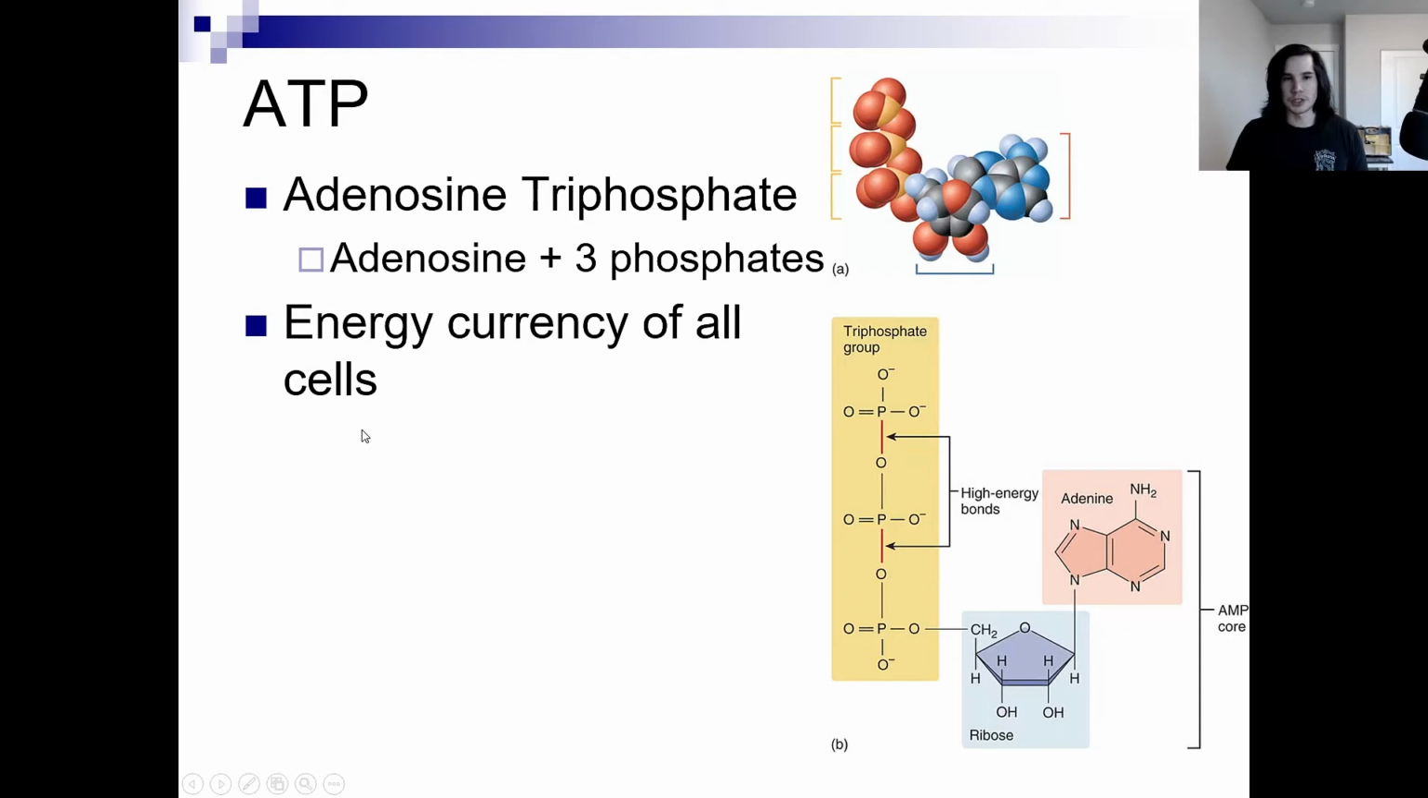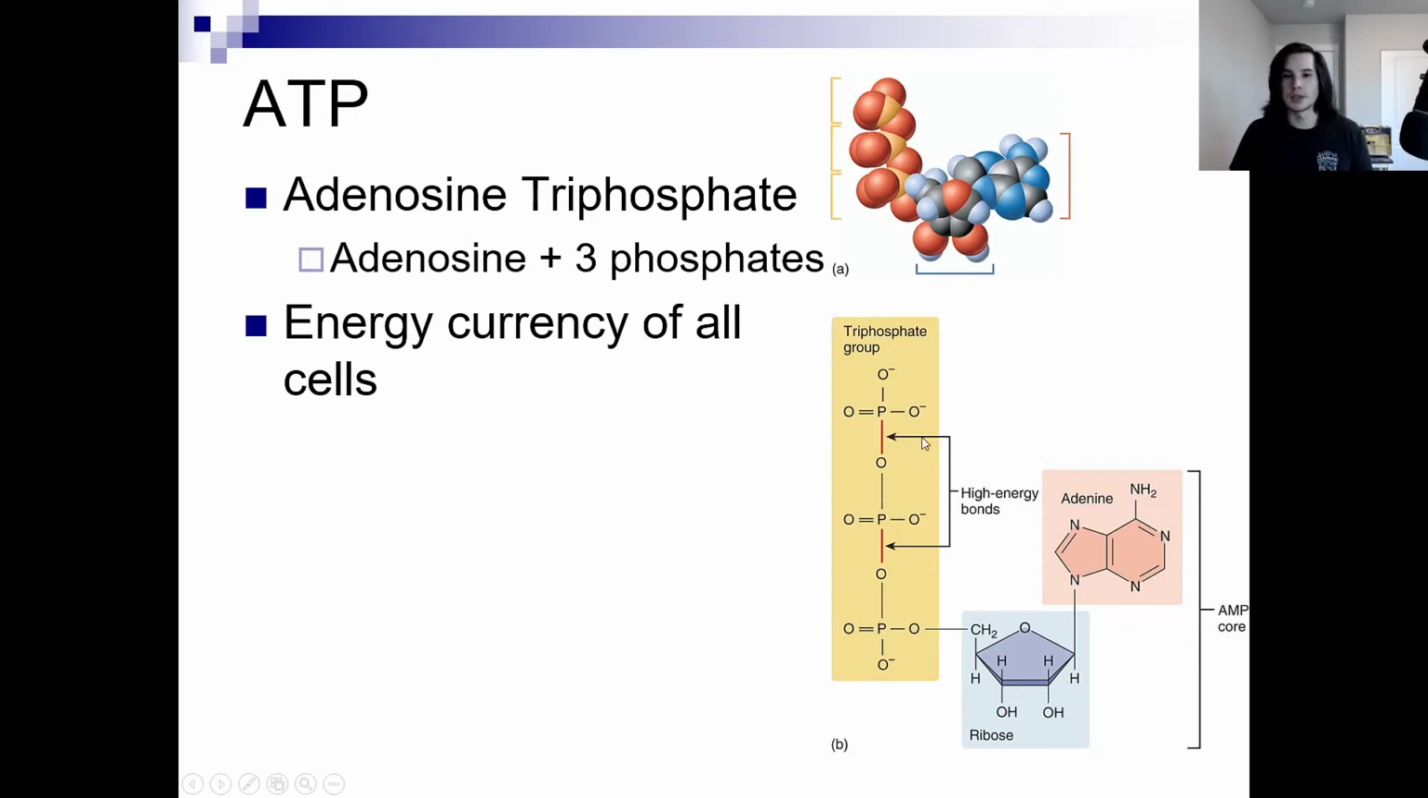Okay, and so this is just going to be the energy currency of all of our cells. You've got your adenine, you've got your 5-carbon sugar, and then you have 1 phosphate, 2 phosphate, 3 phosphates. Now you have very high energy bonds between your 3rd and 2nd phosphate, and between your 2nd and 1st phosphate. By high energy, I mean that when these bonds are cut, for example, a lot of energy is released.